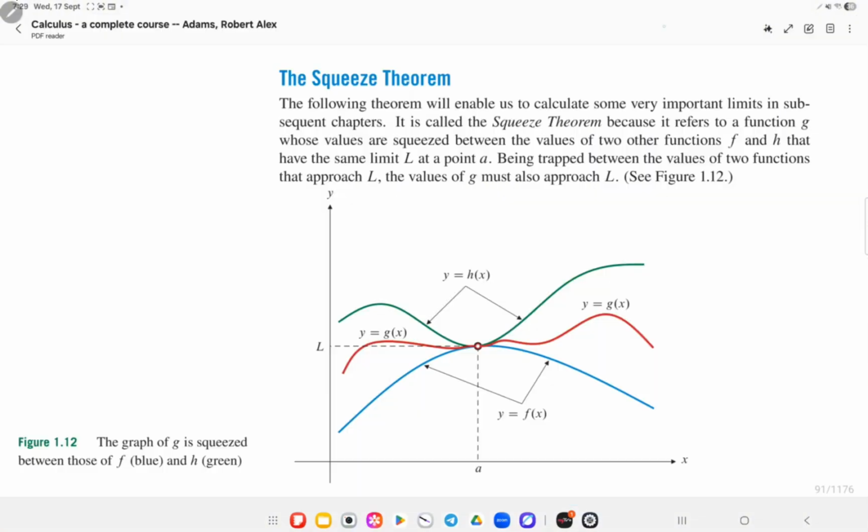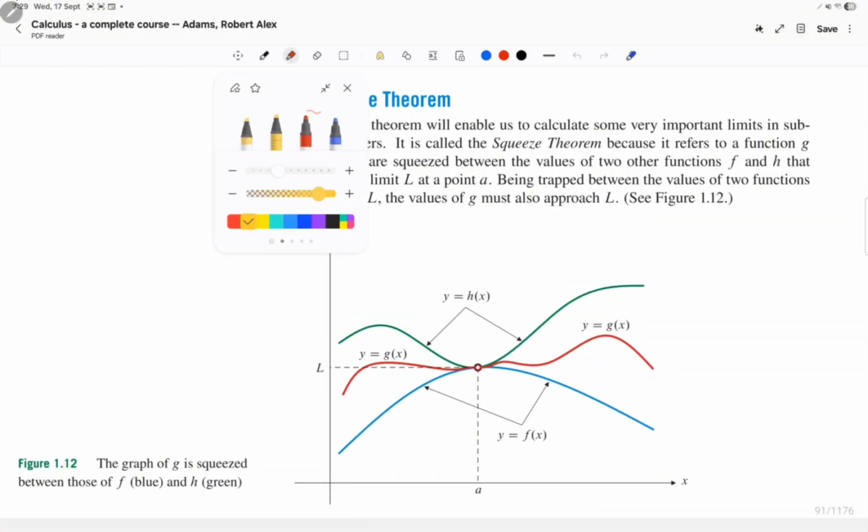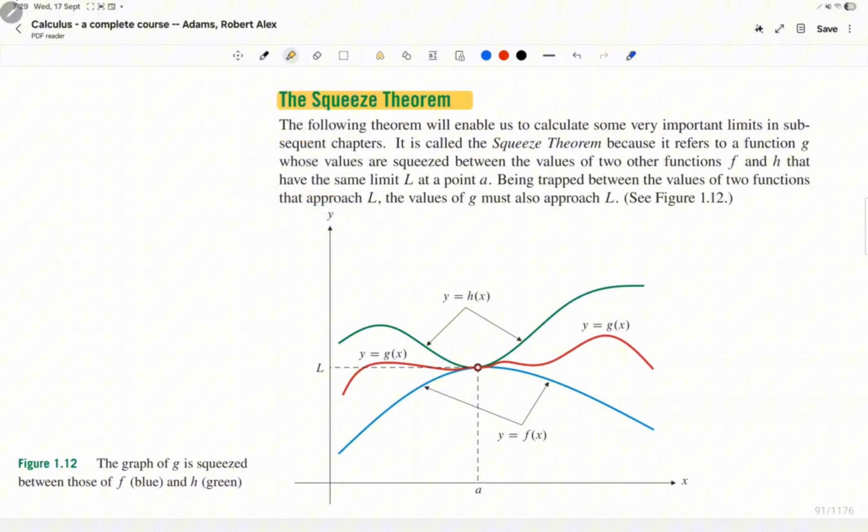I'll make you proud. We got something new for you called the squeeze theorem. It's called the squeeze theorem because we are squeezing one function between two functions. Let me ask you, which one is being trapped between the two functions? The red one. The red one is being squeezed between h of x and f of x.